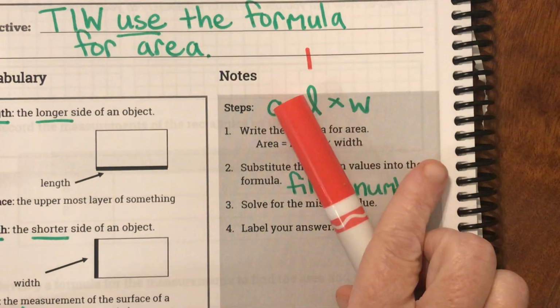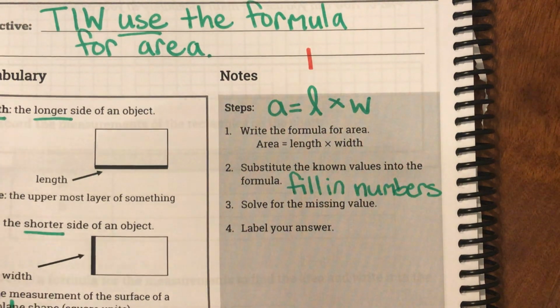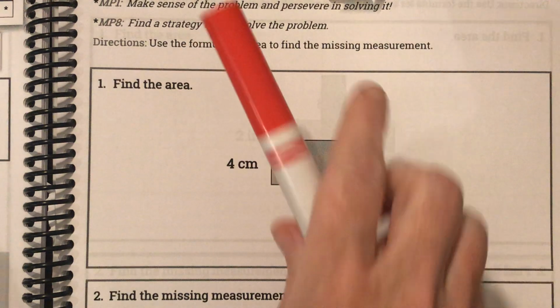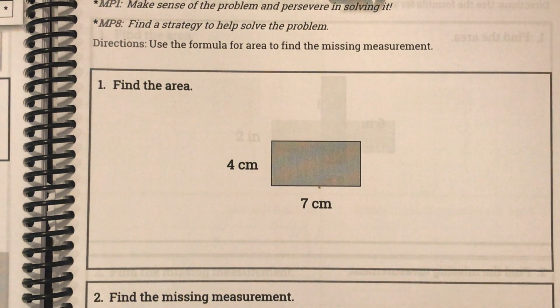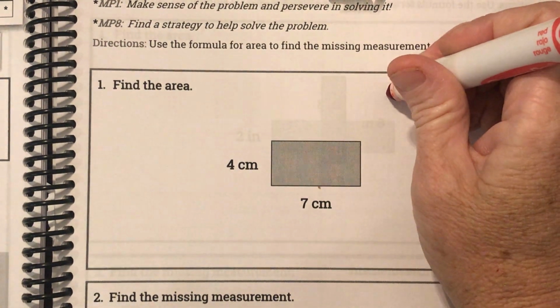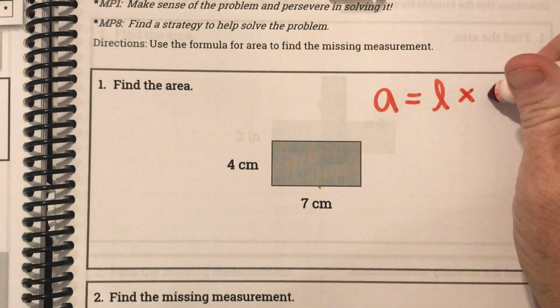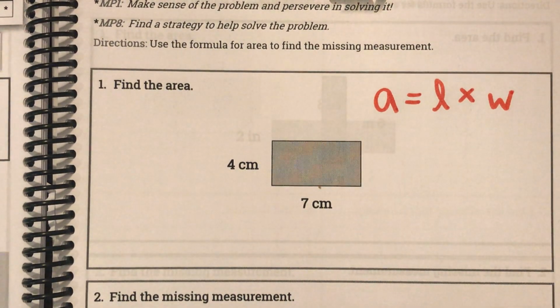Okay. I'm grabbing my red pen, so you can set your pencil down and just watch with me for a minute. So here's my first problem, and remember, you don't have it. So my step 1 says I'm going to always write the formula. Okay, it says find the area, but I'm going to write my formula. So my formula is area equals length times width. Okay, my second step says substitute the known values into the formula, which I said fill in the numbers.